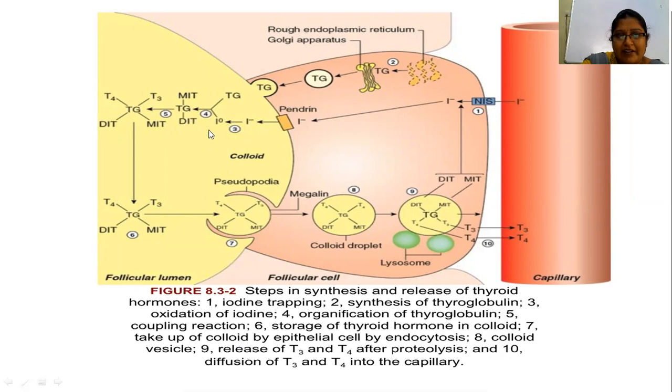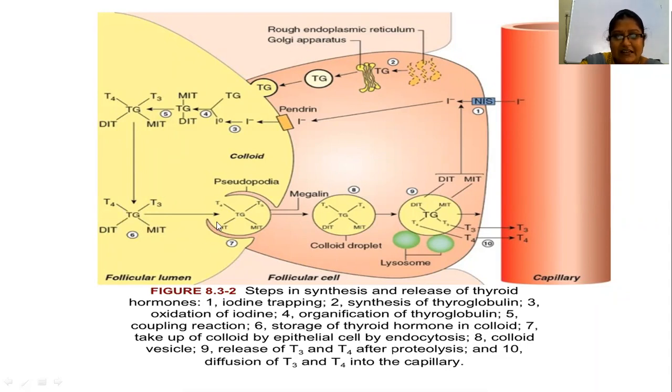Next is coupling reactions. Thyroglobulin contains tyrosine residues. Organification of thyroglobulin happens, and then there is a coupling reaction in which monoiodotyrosines and diiodotyrosines are formed. Then coupling happens: one DIT and one MIT form T3, and two DITs form T4. And then there is storage of thyroid hormone in colloid.